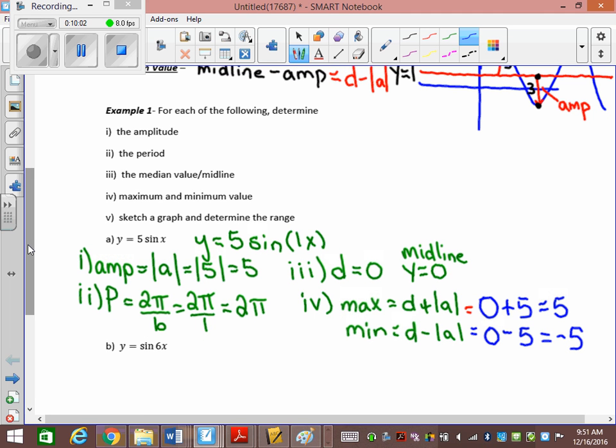I just want you to be able to punch into your calculator. This is what we're going to practice. Okay, so we're going to go to our calculator. We're going to type in y equals 5 sine x in our calculators. We're going to make sure we're in radian mode. So y equals 5 sine x. Now, everyone has their calculator out.